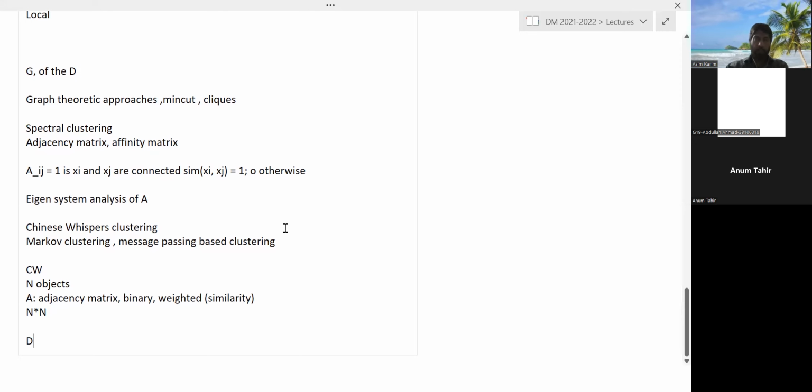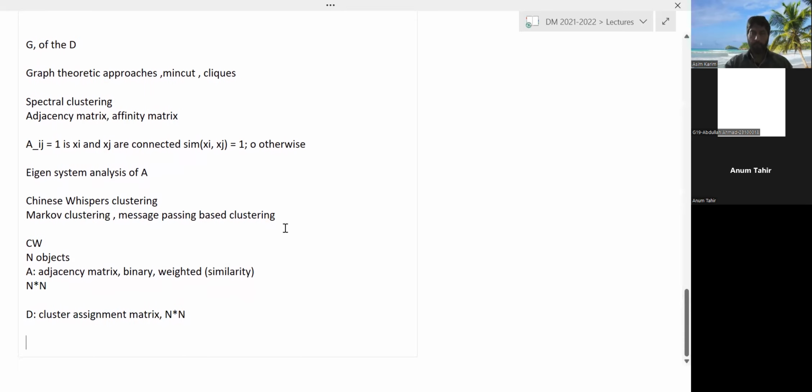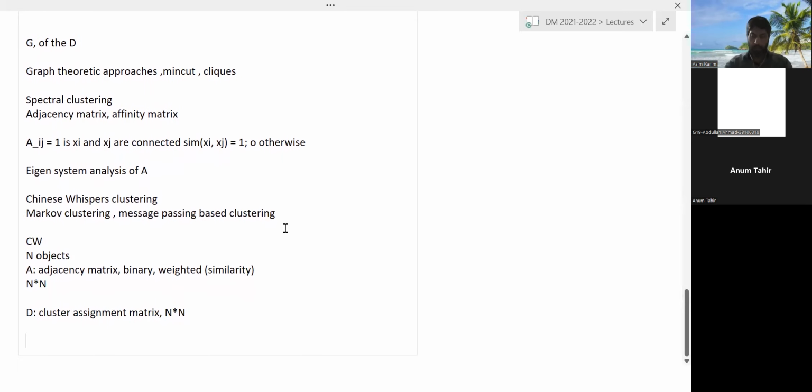So we define another matrix. This is basically called the graph assignment matrix. Oh, sorry, not the graph assignment matrix. The cluster assignment matrix. Okay, and this is also n by n. So now let me discuss the algorithm, and then you will understand the intuition.